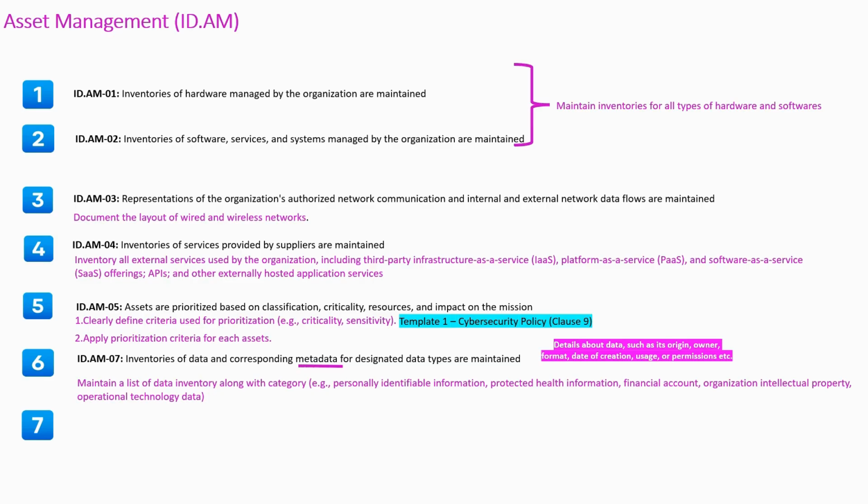What you need to do is maintain a list of data inventory along with category. So for example, what data is available under the PII category, what data is available under health information, what data can be classified as financial data, and so on. You need to take the category of that data.